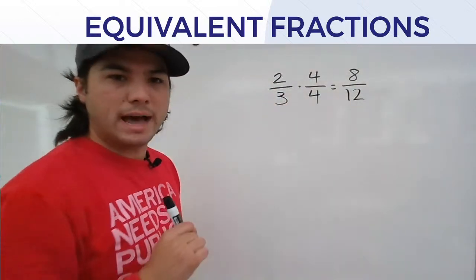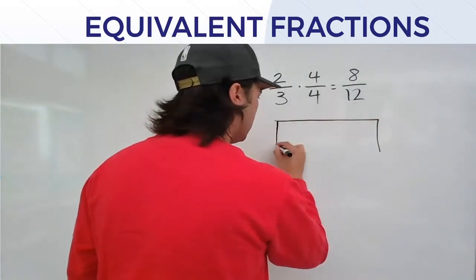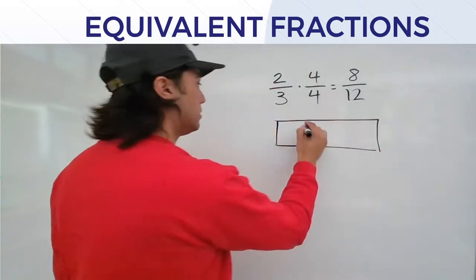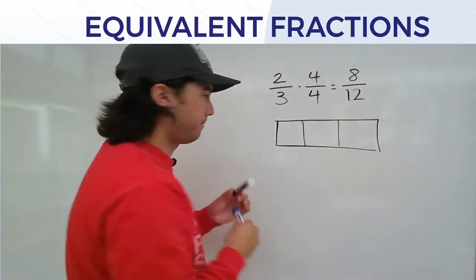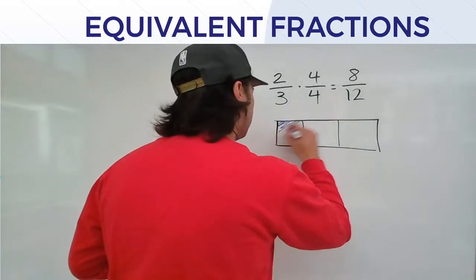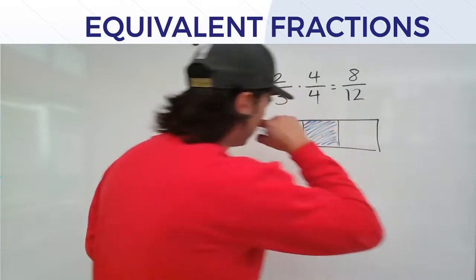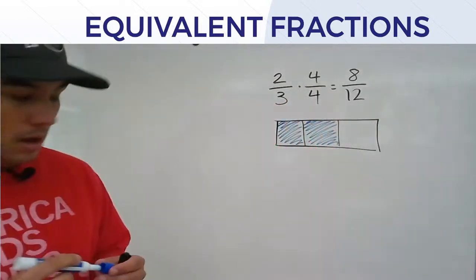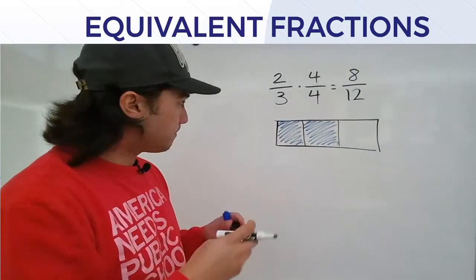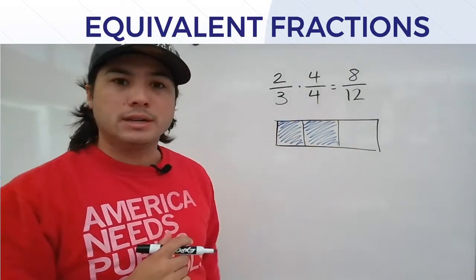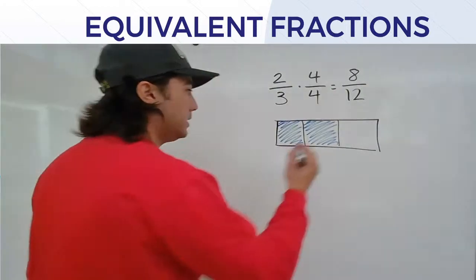Now let's draw that in a visual and see if it matches. Here's our fraction bar. We're going to start with 2/3. Divide this into thirds, and we're going to shade in 2 of our thirds, because those are the 2 we want to focus on here for this fraction. Now we're going to multiply it by 4/4. What that means is we're going to divide each one of these thirds into 4 equal pieces.